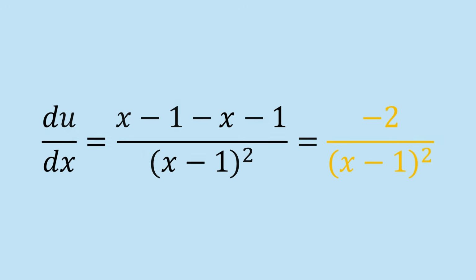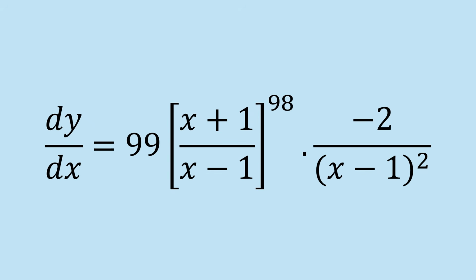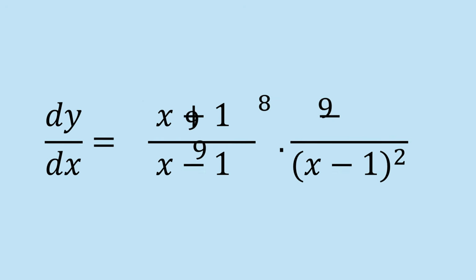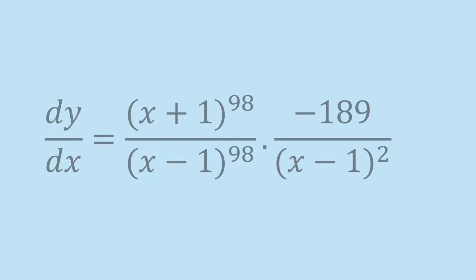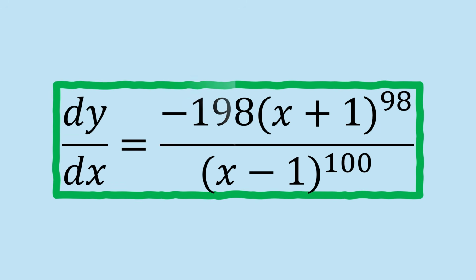Now, we plug in the values of the two derivatives into the chain rule formula. We simplify by multiplying the two factors together. Finally, we arrive at the result, negative 198 times x plus 1, raised to the 98th power, all over x minus 1 raised to 100.